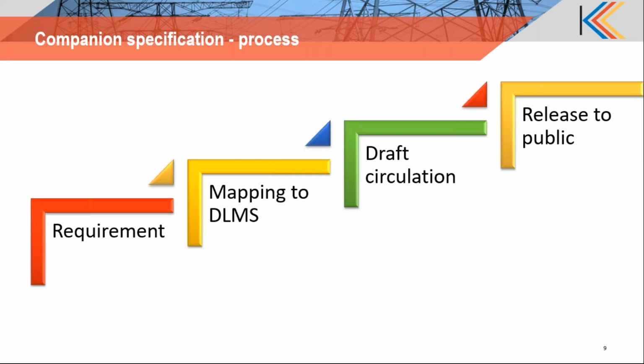It is discussed and debated, and the finalized requirement is then used for mapping. Generally a DLMS expert will be part of that mapping exercise. The requirements are mapped to the corresponding models, objects or services of DLMS. In that way, the DLMS companion specification draft is made, which is then circulated at various levels. It even goes for wide circulation, and all the feedback from various levels is taken. That is again discussed and debated to form the final companion specification, which is then released to the public. So this is the general process that is followed to develop a companion specification.